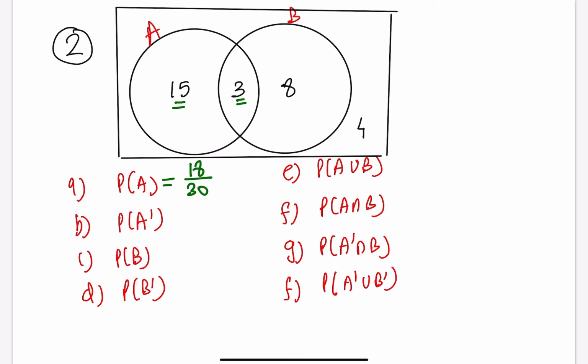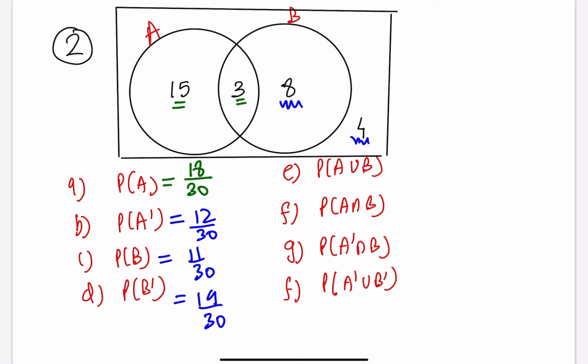The probability of A prime means everything other than the A elements. Everything which is not in A is 12 out of 30. I'm not reducing the fractions, but we can reduce the fraction to simplify our answer. The probability of B, the elements in B, is 8 plus 3, which is 11 out of 30. B prime is everything other than the ones in B, and that's going to be 15 plus 4, which is 19 out of 30.